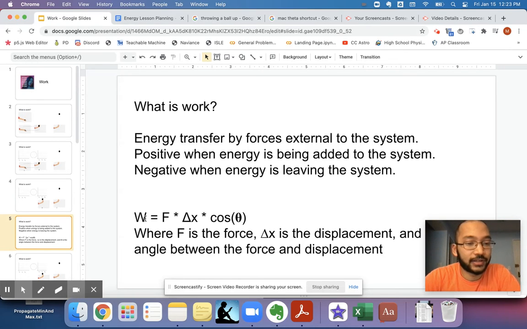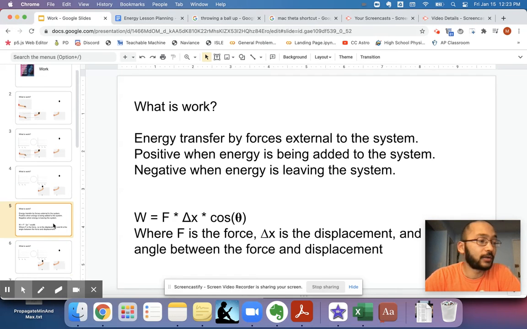I want to highlight right now, there can be the overall net work done, the overall energy added or leaving, which is equal to the net force times the displacement. So you can apply this to a specific force or to the overall. Conceptually, it's probably easier to think of it overall. What's the overall thing happening? And I want to highlight, basically, if there's no displacement, by the physics definition, there is no work done.